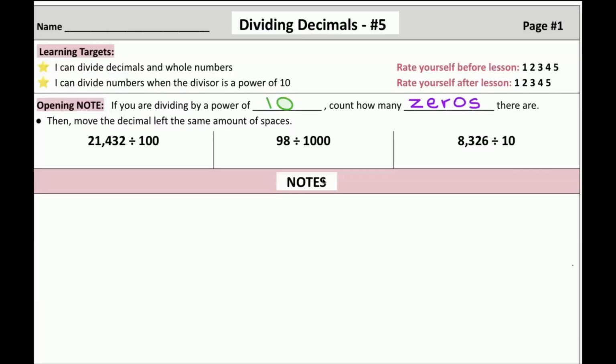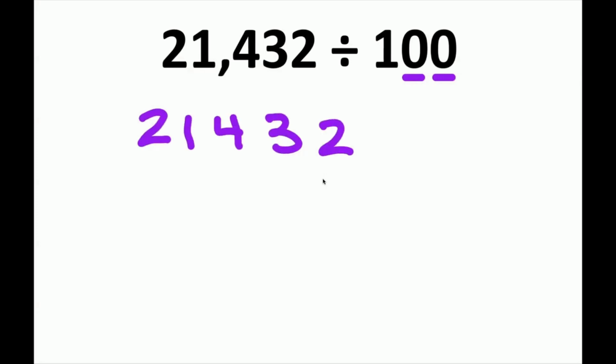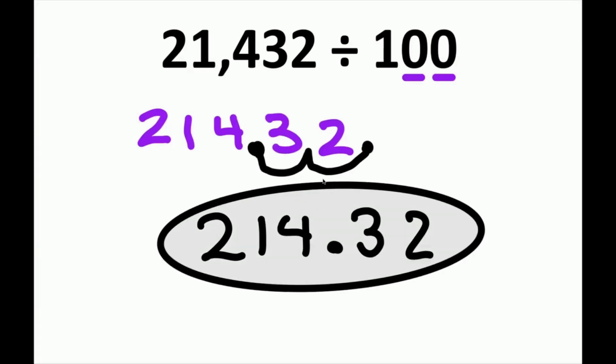Let's zoom in on our first opening problem. We know we're dividing by a power of 10 if our divisor ends in zeros. So what we can do is simply rewrite our dividend exactly how it's written. And if there's no decimals in your dividend, you'll just start with your decimal at the end of your number, and then you move it back however many zeros there were. So we had 2 zeros in this example, so we're going to move it to the left 1, 2, and our answer is 214 and 32 hundredths.